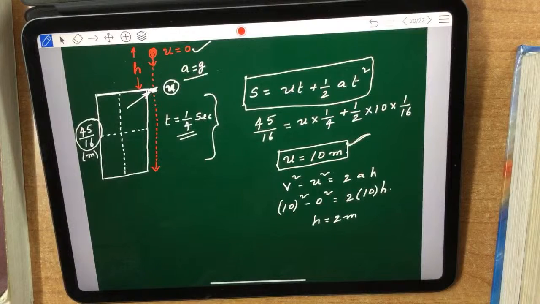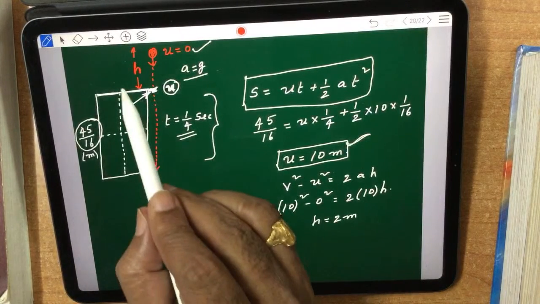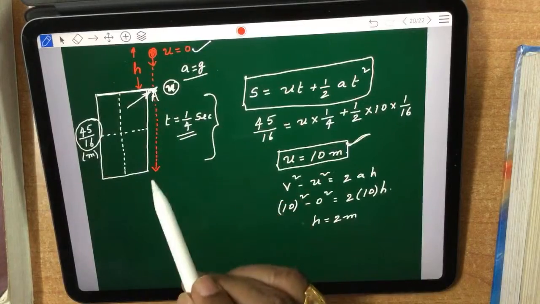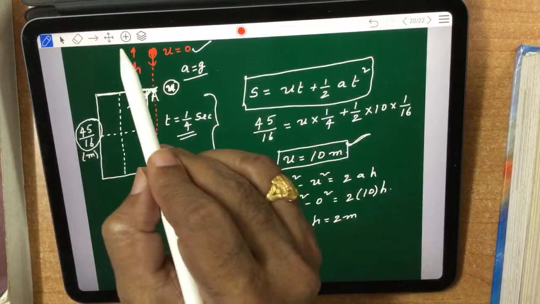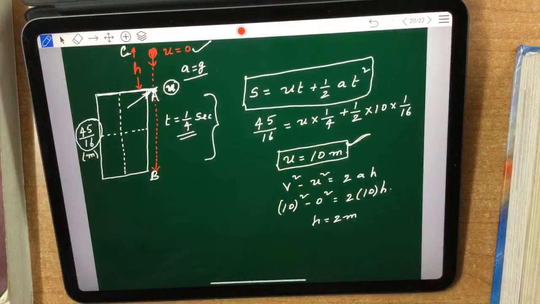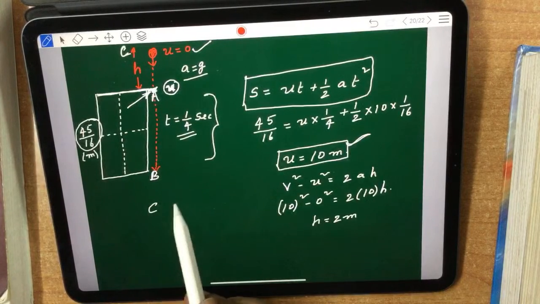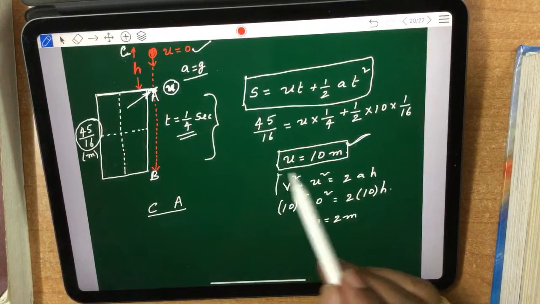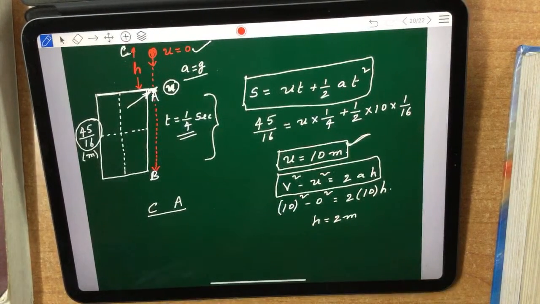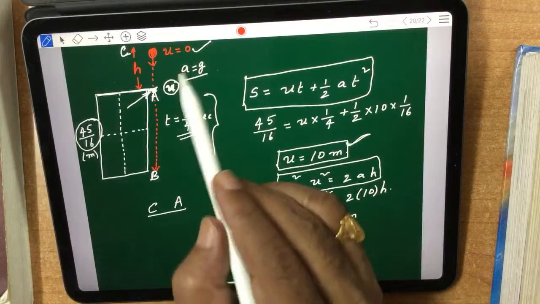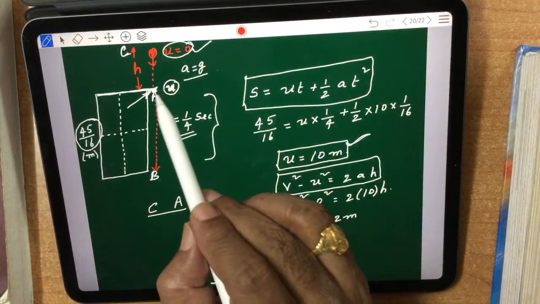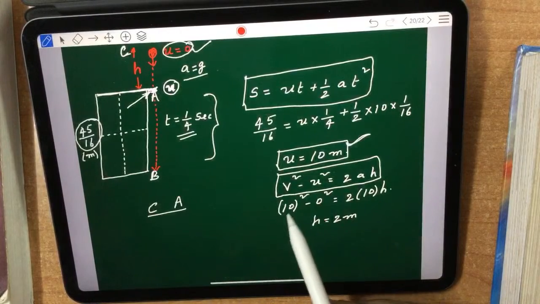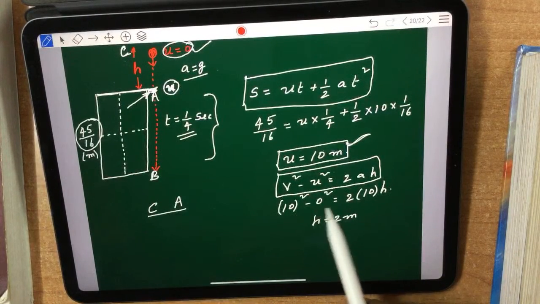The starting point of the window I will call A, B, and the highest point you call C. So for the CA part, C is the highest point. Again I will apply the formula V square minus U square is equal to 2AS. The starting point velocity is 0. And what is the velocity at the starting point of the journey? So 10 square minus 0 square is equal to 2AS.